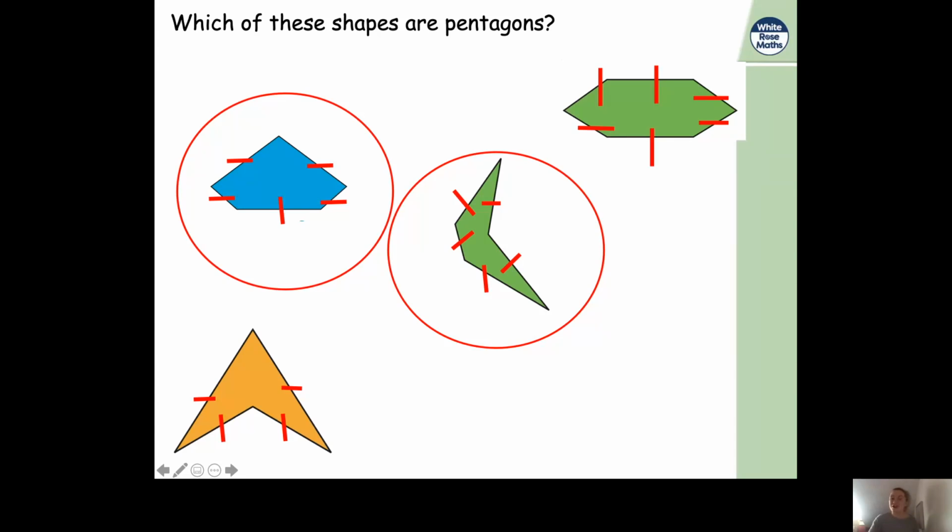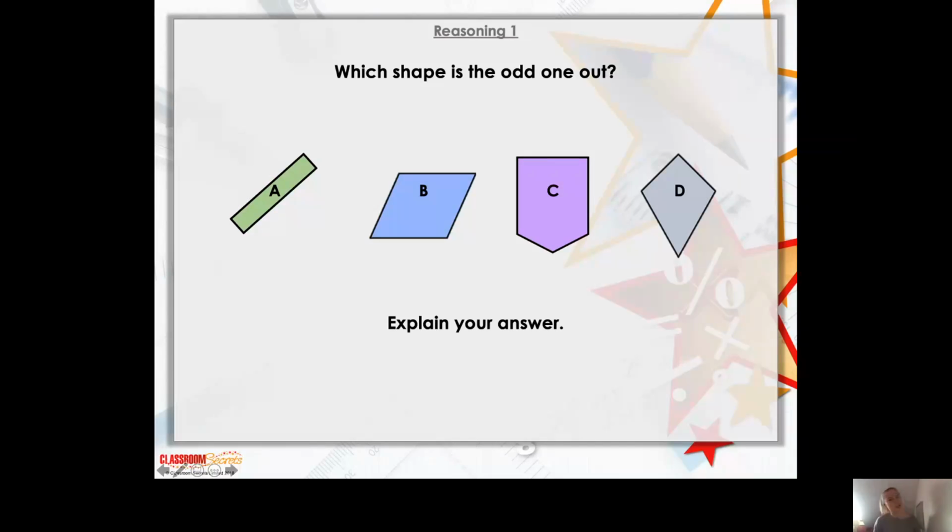Okay, Year 2, so are you ready for some problem solving? Fantastic. Okay, so here we're looking at which shape is the odd one out. So I think we're going to be looking at sides here, and the odd one out is going to be the one that doesn't have the same number of sides as the other shapes.